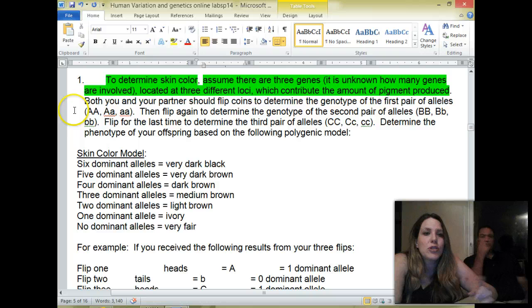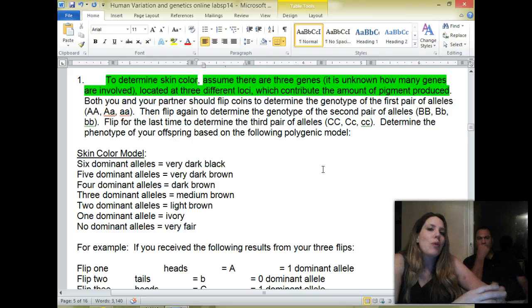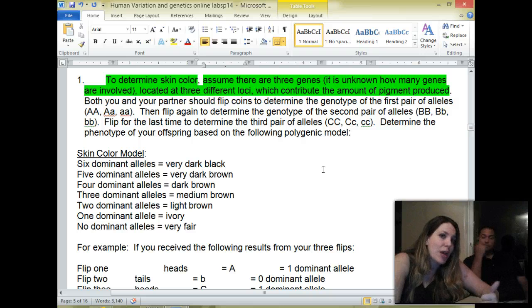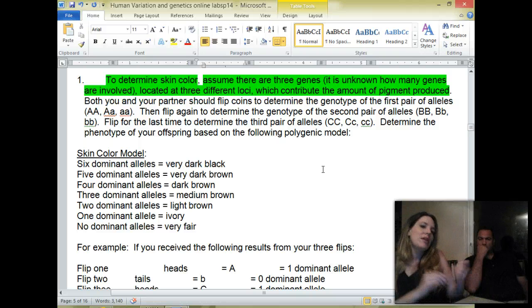So we're going to call the first set of genes A. Okay, so it'll be an A locus. Remember, locus is just a location on a chromosome. B will be the second gene, and C is the third gene. And so what we're going to have to do for skin color is we actually have to flip 3 times, one for each of these 3 genes. So I'm going to flip to find out, do I donate a dominant A or a recessive a for the first gene? Then I'm going to flip again, do I donate a dominant B or recessive b for the second gene? And then same thing for the C. And then he's going to do the same thing.